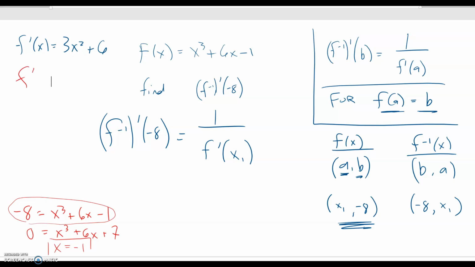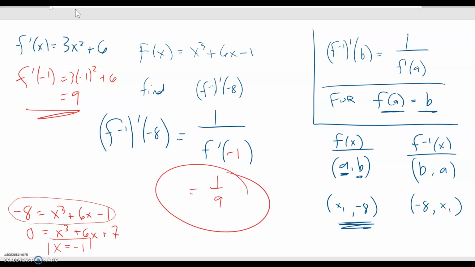And f prime of negative 1 should be 3 times negative 1 squared plus 6, which is 9. And I can replace this. I know that's negative 1 now. And f prime of negative 1 we just decided was 9, so I end up with my slope.